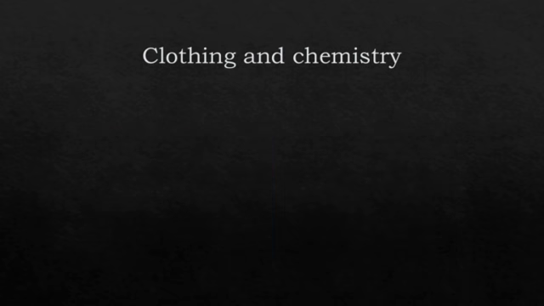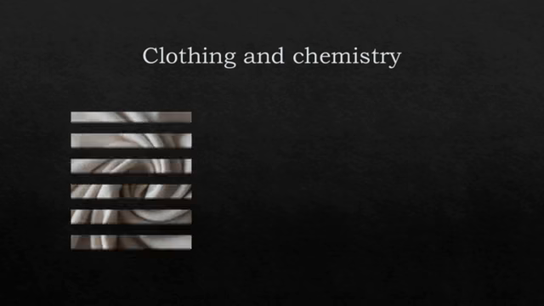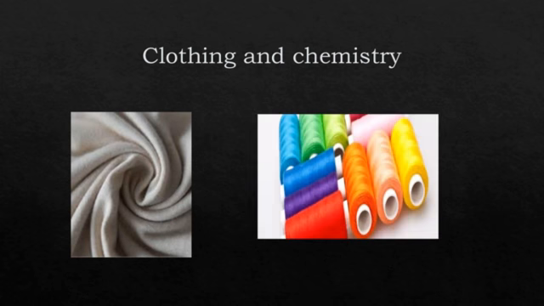And the next one is clothing and chemistry. As you know, it is important to protect the ecosystem and conserve our environment. We have duplicates, the same as natural ones, but they are man-made. So I'm going to talk about silk. Silk is a natural clothing. It is really natural. It comes from nature, from a silkworm.